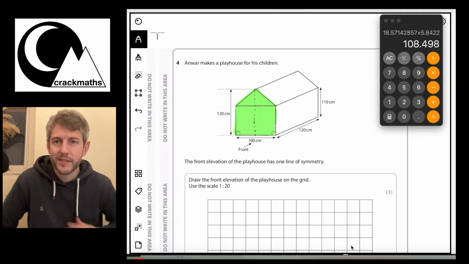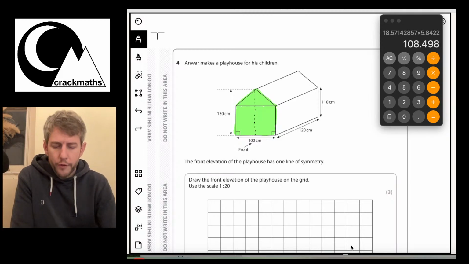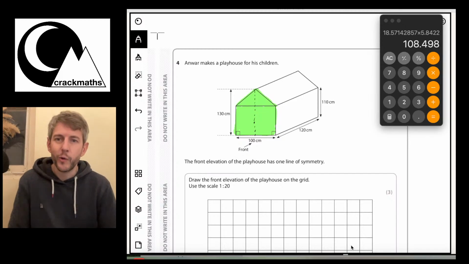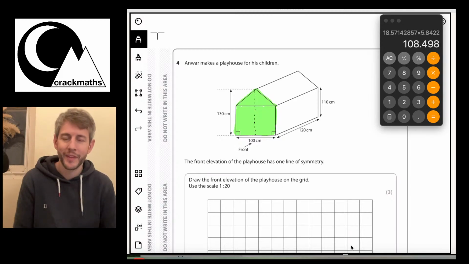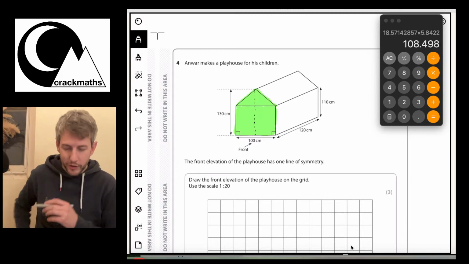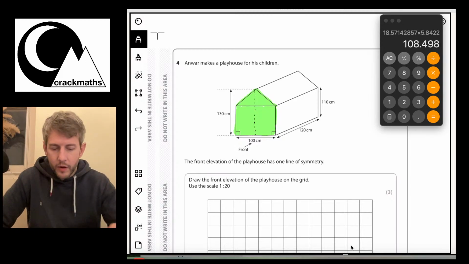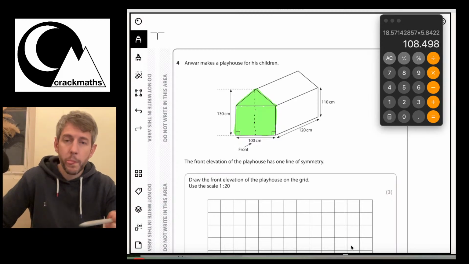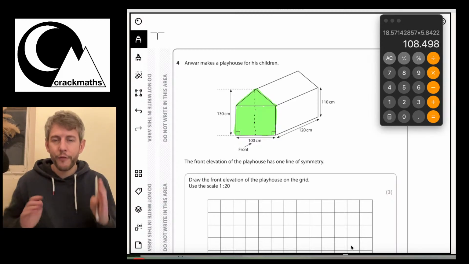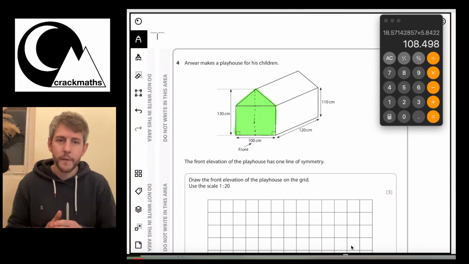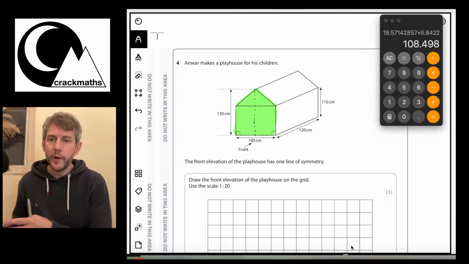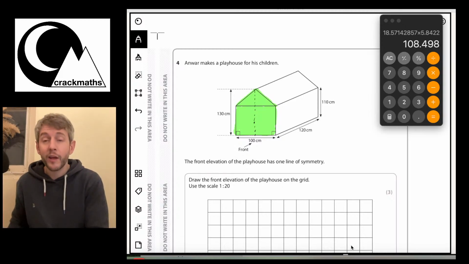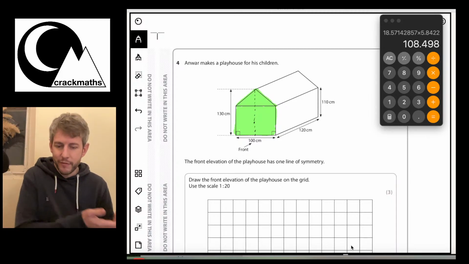So the question asks us to draw the front elevation of the playhouse on the grid. Use the scale 1 to 20. This means 1 to 20, and it doesn't have any units with it, so it's referring to the same units in each part. For example, 1 centimetre on the drawing is 20 centimetres in real life.